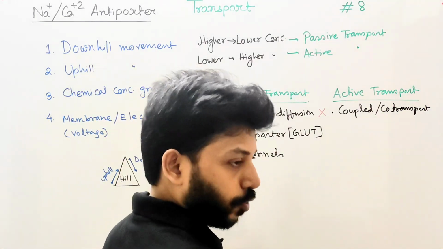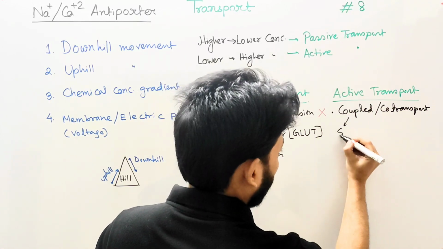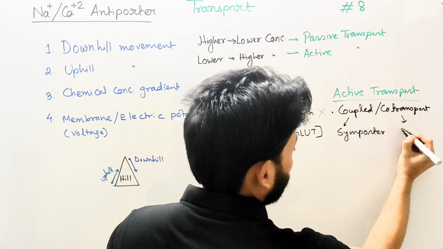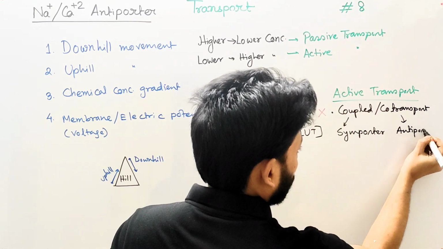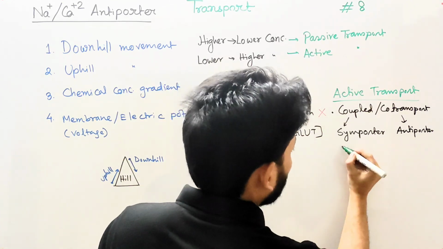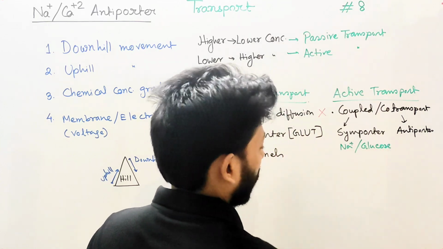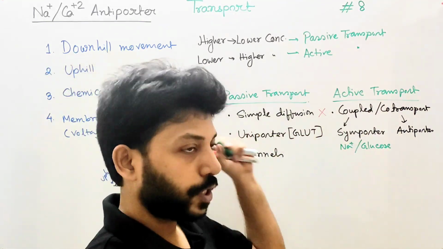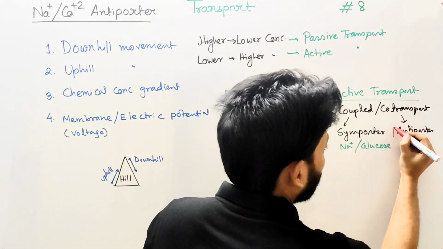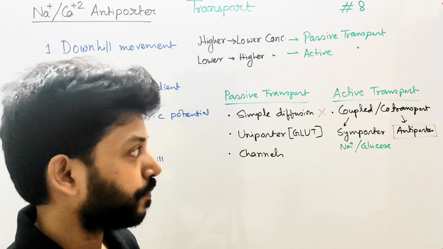Now this coupled or co-transport could be divided into two categories. One is symporter mediated coupled transport, and another is antiporter mediated coupled transport. In my previous video, I discussed the sodium glucose symporter. I have already made a separate video on it, but today we are going to learn about antiporter mediated transport, specifically the sodium calcium antiporter.